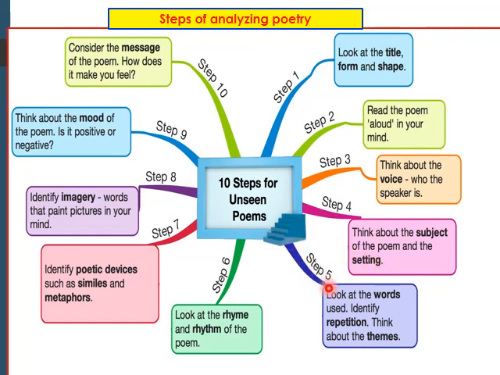Step number 5, look at the words used. Identify the repetition, whether there are repeated words or not, because this can give us an impression or mean something. And think about the themes. So the theme, the main idea of the poem. Step number 6, look at the rhyme and rhythm of the poem. So we need to look at the rhyme and the rhythm of the poem.